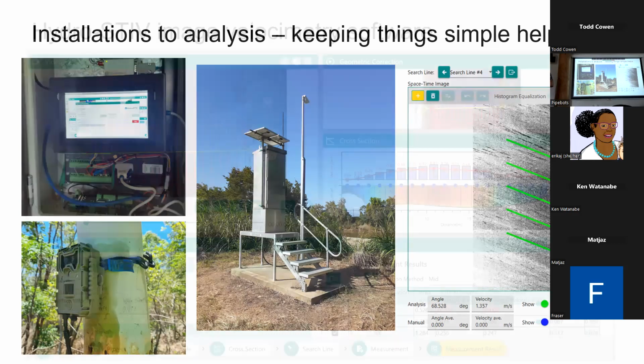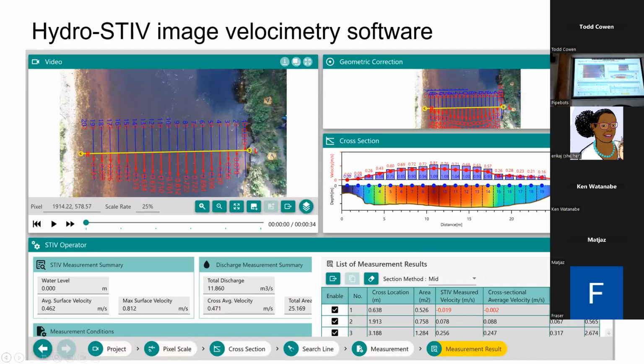Next slide, please. As mentioned, we use the Hydro-STIV image software, commercial software. It's important because it's supported software, and any software I recommend that you use should be supported and developed into the future. That's very important as part of our QA management system. It provides you confidence going into the future, and ensures algorithms and software move forward with time. Next slide, please.